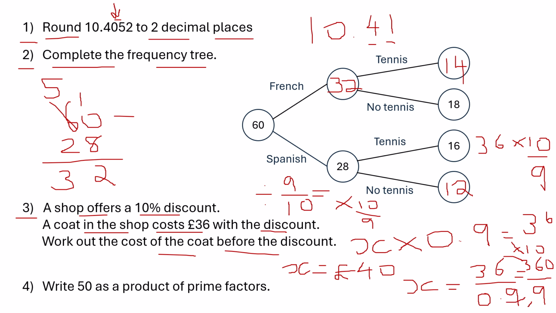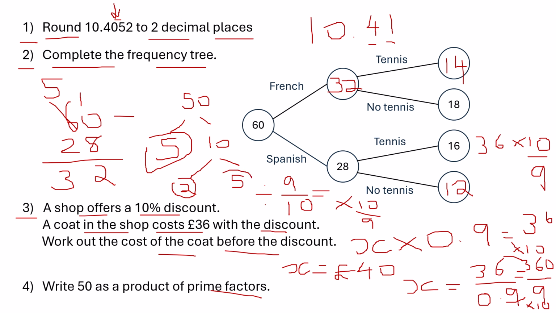Question number 4, again, a very, very classic question on higher and foundation. Write 50 as a product of its prime factors. So start with 50, and decompose it into 5 and 10. Circle the 5 because it's a prime number. 10 decomposes into 2 and 5. 2 times 5 makes 10, and 5 times 10 makes 50. Circle the 2, circle the 5, because they're prime numbers.